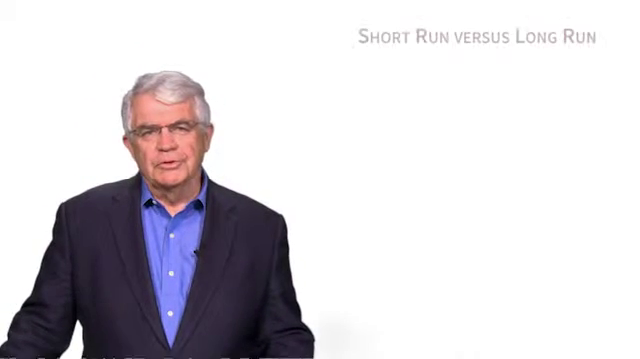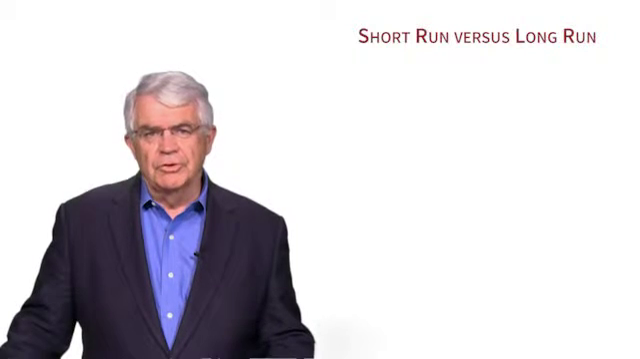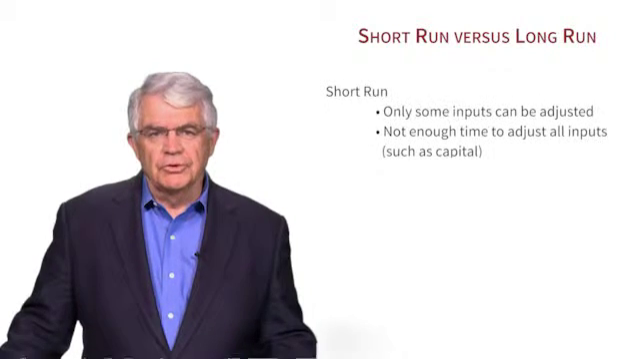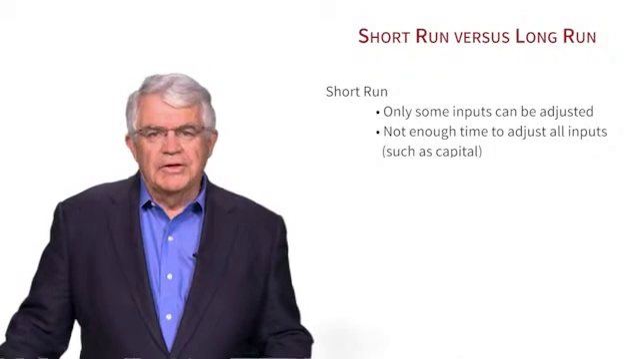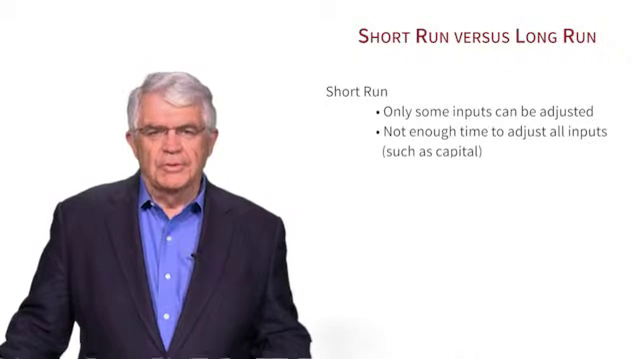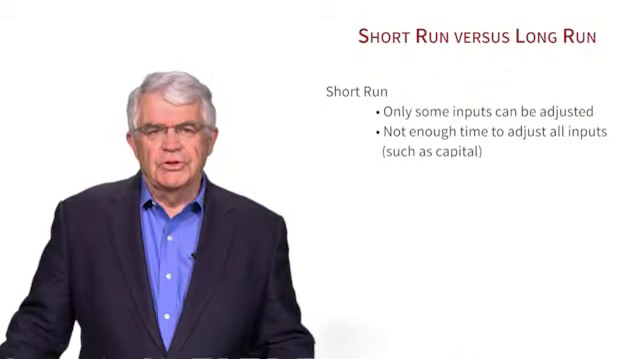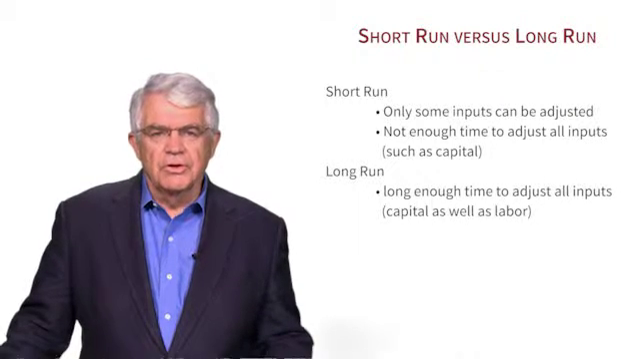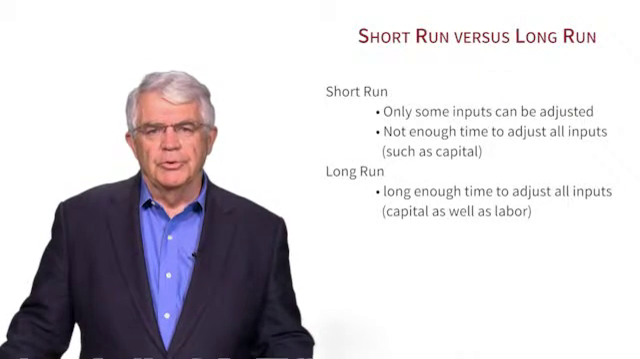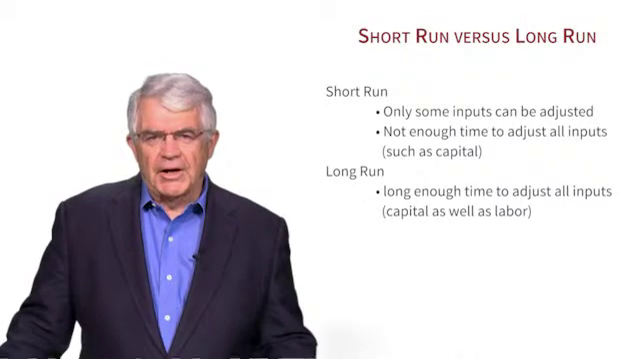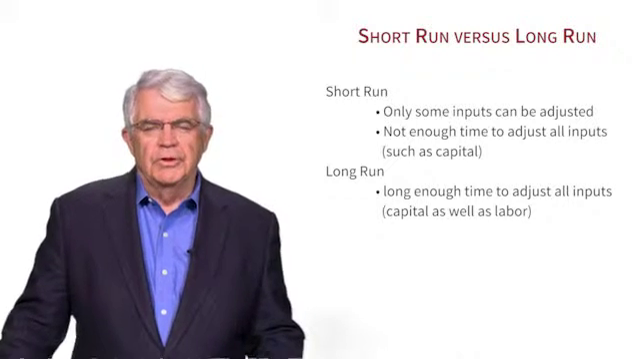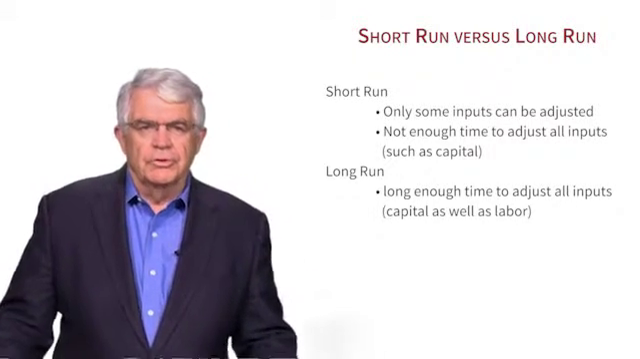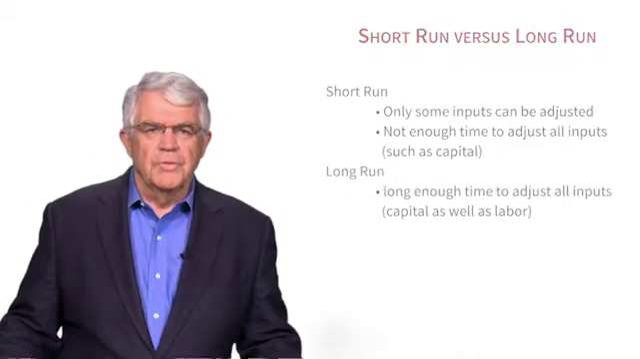When we think about cost curves and costs for a firm, it's very important to distinguish between what economists call the short run and the long run. In the short run, only some inputs to production can be adjusted, such as labor. It's not enough time to adjust all the inputs, such as capital. So only one or some of the inputs can be adjusted in the short run. In contrast, in the long run, there's enough time to adjust all the inputs, to get more capital, to get more factories, to get more machines, not only to hire more workers, which is really what the short run is all about. Today we're going to focus on the short run and later on consider the long run.